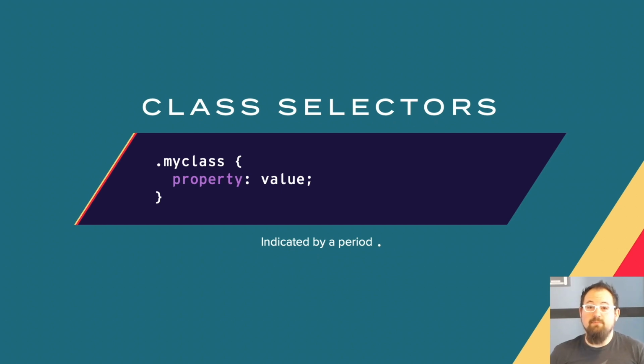The most common, by far, is the class selector. This is indicated by having a period or dot at the beginning of whatever the name is of that class. With classes, you can have multiple classes in a space-separated list in HTML. Yeah, by far what we use the most here at Sparkbox.